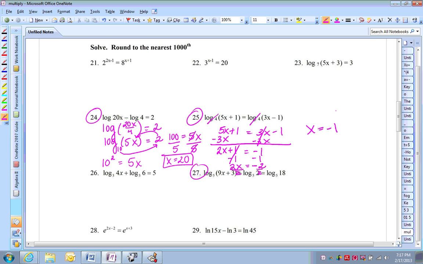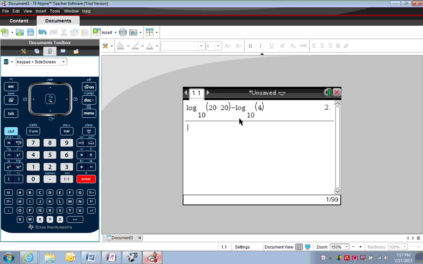Now remember, we have to check our answers anytime we start with logarithms in our original problem. So I need to plug in negative 1 wherever I see x into each side of this equation to make sure that it's valid. So let's go ahead and go to our calculator, and I'm going to type in log base 4 of 5 times, now my x value we found was negative 1, so I'm going to replace it with negative 1. 5 times negative 1 plus 1.